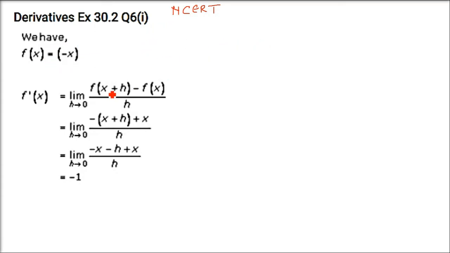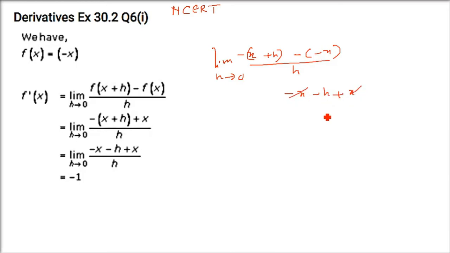Minus x. So f(x plus h) minus f(x). So minus (x plus h), I'm putting x as x plus h, minus this minus x, and divided by h. Limit applying here. So this is minus x minus h, and this is plus x. This gets cancelled. Minus h by h, h cancel. You have minus 1. So limit h tends to 0, and you have minus 1. So don't worry about the limit. It will be minus 1 only.